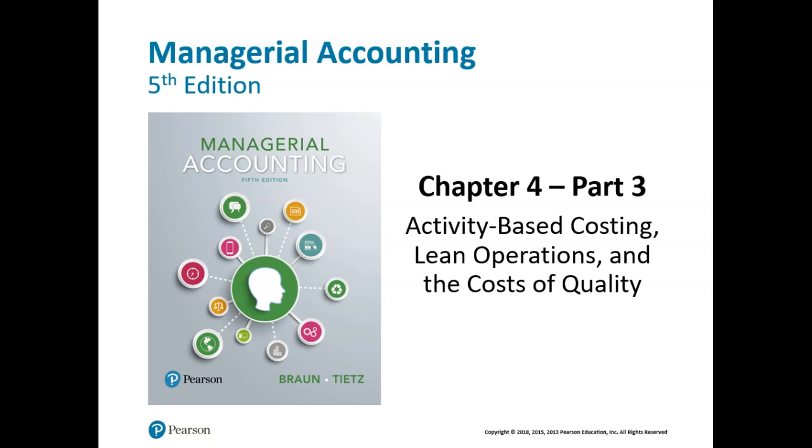Okay, this will be the last section in chapter 4. We're going to talk a little bit more about the end of what we were doing in the last presentation. We'll start out with the cost hierarchy, and then we'll talk about lean operations and the costs of quality.